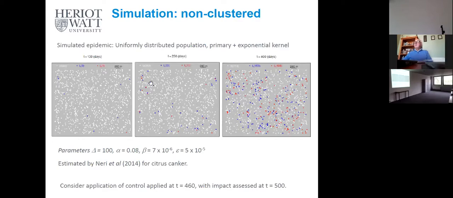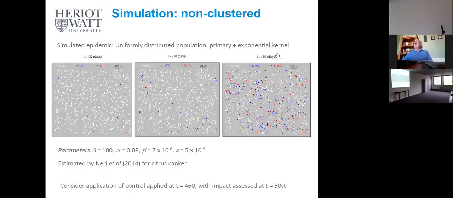So what we did was to look at some counterfactual epidemics. This is a simulated epidemic in a uniformly distributed population, with a primary and exponential kernel. The parameter values that we're using in our SI with cryptic model were taken from estimated parameters for citrus canker. So this is a purely theoretical population, and we consider the application of the control.